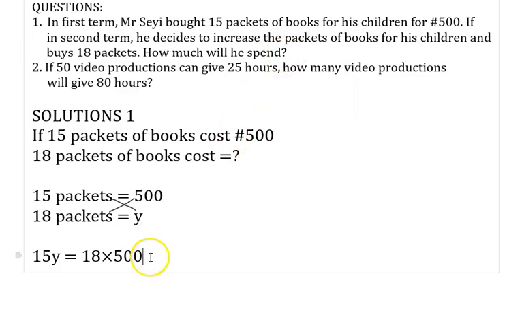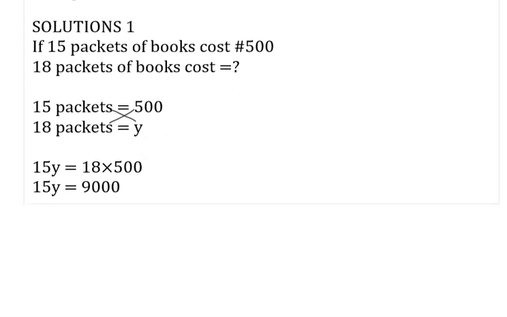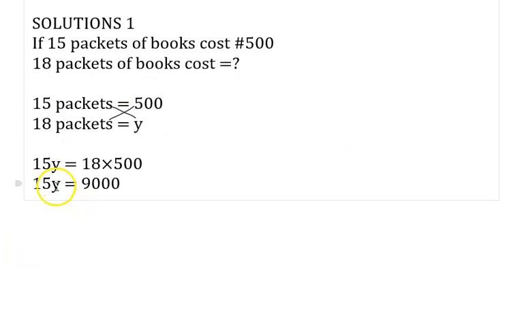Awesome. So with this, you can forge ahead. If you bring out your calculator and punch 18 times 500, it will give us 9,000. Beautiful. Because we actually want to get the cost, this y now is the cost for 18 packets. Any answer we get here is the cost for 18 packets.